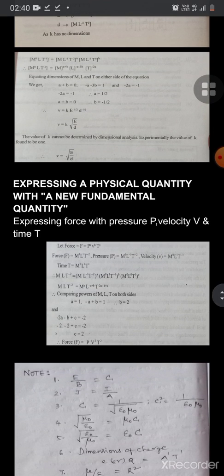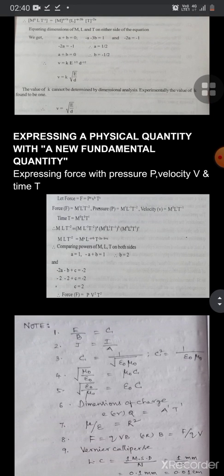By equating the dimensions of M, L and T on either side of the equation, we get the constants a, b, and substituting these constants in the expression v is equal to k into E power a into D power b, we get v is equal to k into root E by D. Here k is called the proportionality constant. In this case, k is equal to 1, therefore v is equal to root E by D.